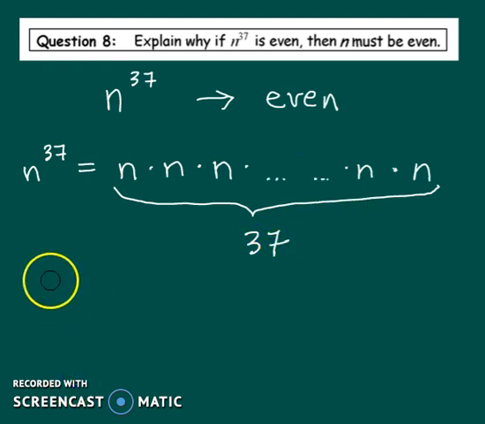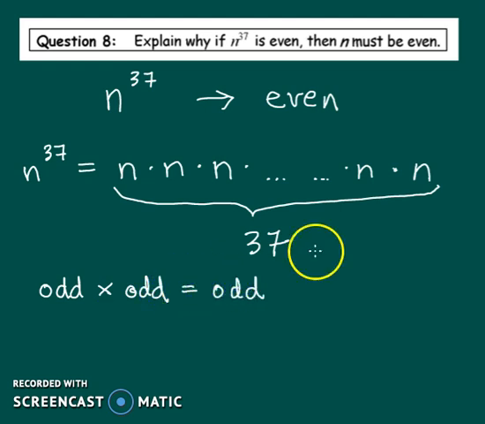So let's have a quick refresher here. What happens when we multiply an odd number by an odd number? We get an odd number. So let's experiment for a second. Let's try and see what happens if n is odd. Let's just see what happens.